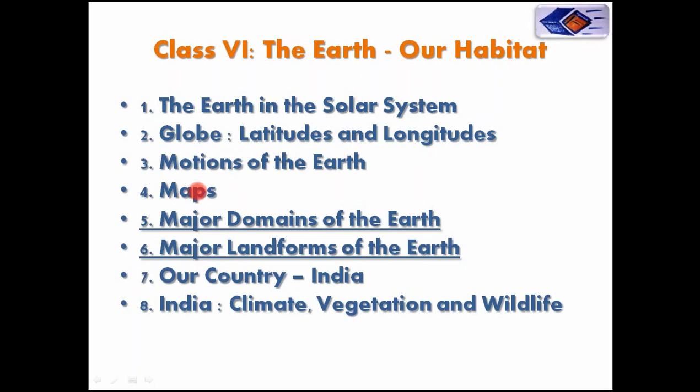In maps, we realized what kinds of different maps there are, like political, thematic, and physical maps, and what the important constituents of maps are, like distance, direction, and time. Then in all these four chapters we came to know all the fundamentals of geography. Now we are into the fifth and sixth lessons. The fifth lesson talks about major domains of the earth, and the sixth lesson is about major landforms of the earth.